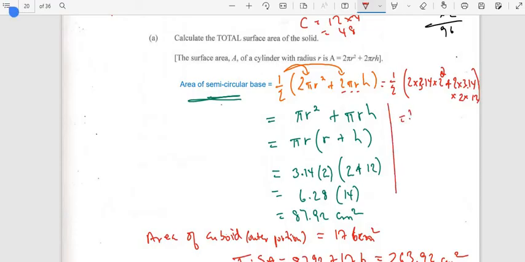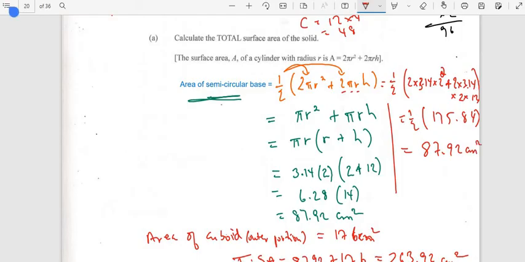All right, so let's see. It was 2 times 3.14 times 2 squared plus 2 times 3.14 times 2 times 12, equal to 175.84. Divide that by 2, or multiply by a half, and we get the same 87.92.